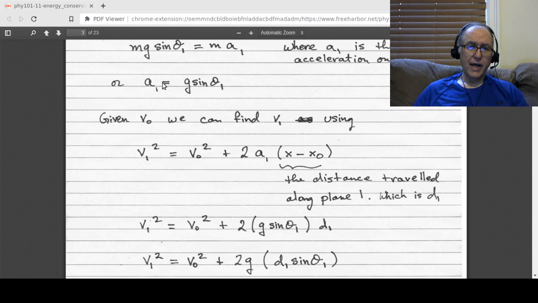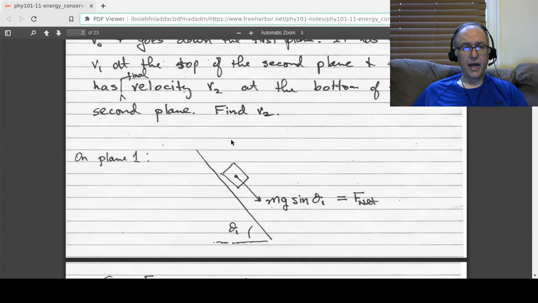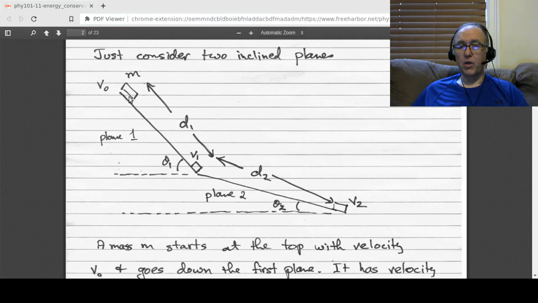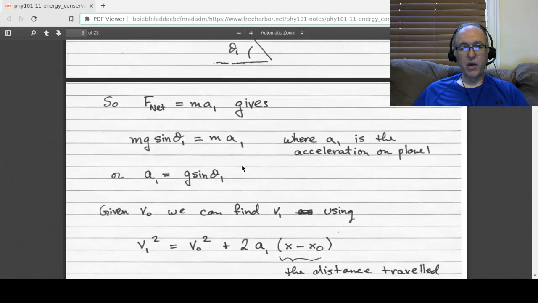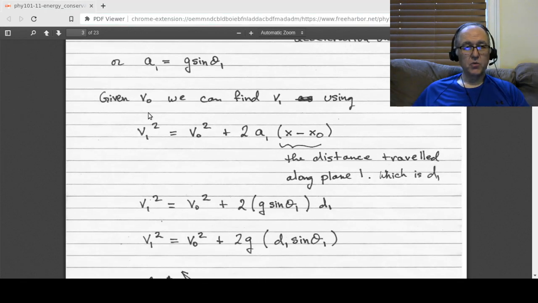We wanted the acceleration as a step to finding the final velocity at the bottom of the plane given the initial velocity. So let's go back to the diagram here. In principle, you know V naught, that's your initial velocity, and I want to find V1. And you say, well, how do I connect V naught and V1 using the distance and that angle there? And you actually don't need the angle for that, you just need the distance. And if you recall, that was one of our kinematic formulas. It was this one. Given V naught, we can find V1 using the formula V1 squared equals V naught squared plus 2 times A1 times x minus x naught.